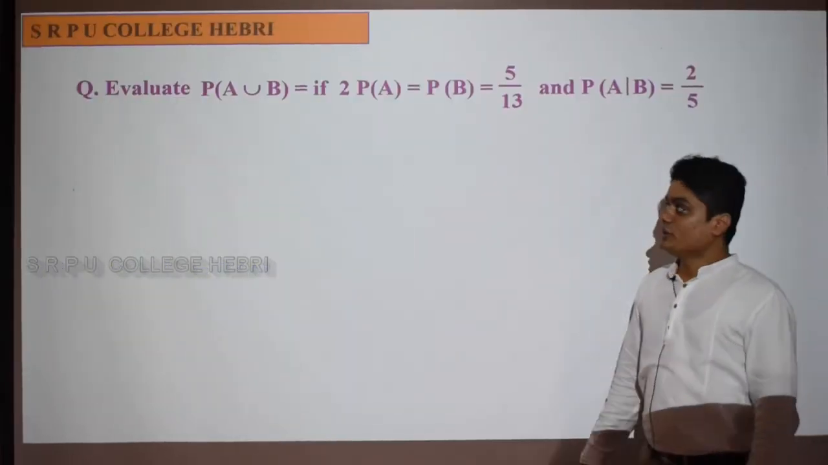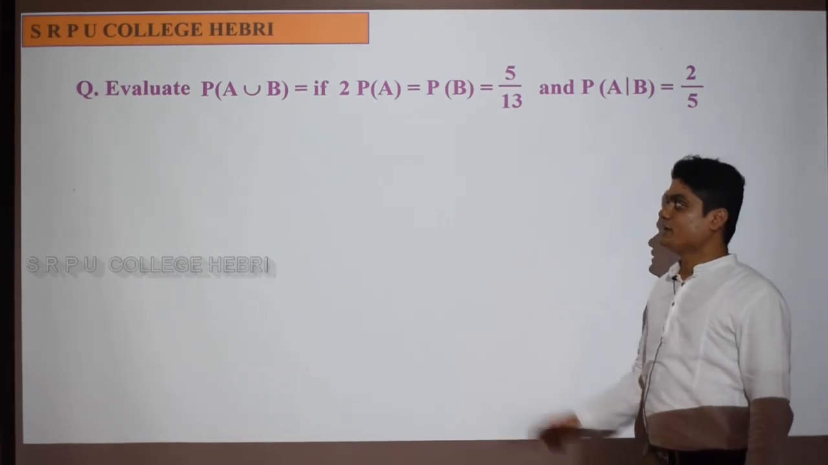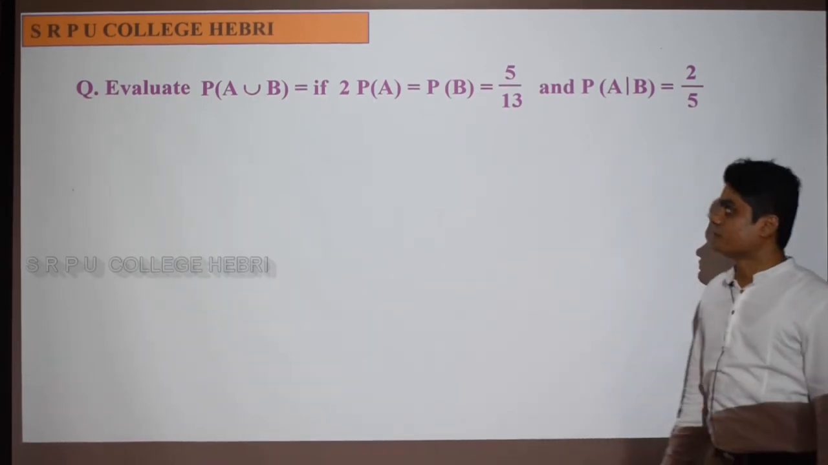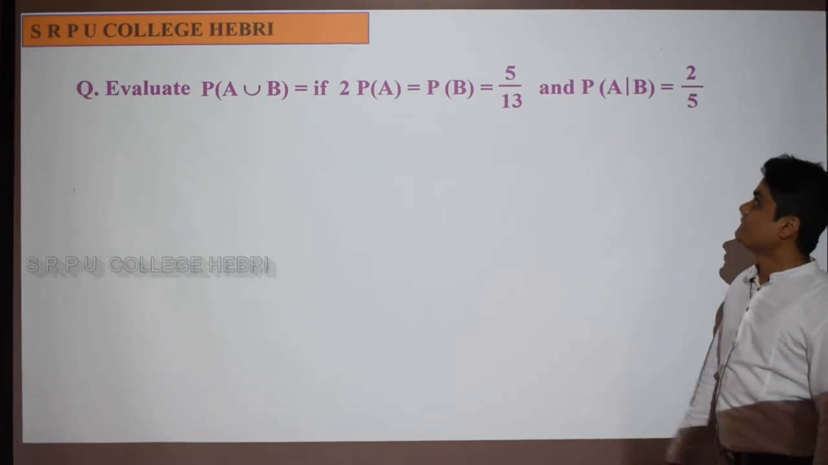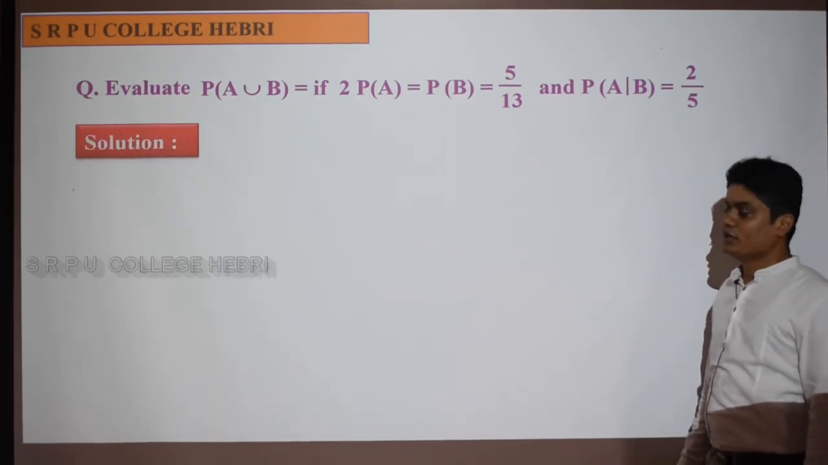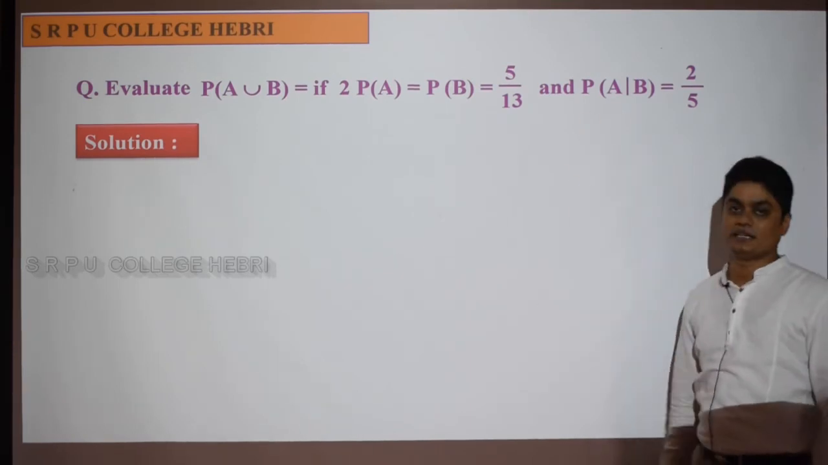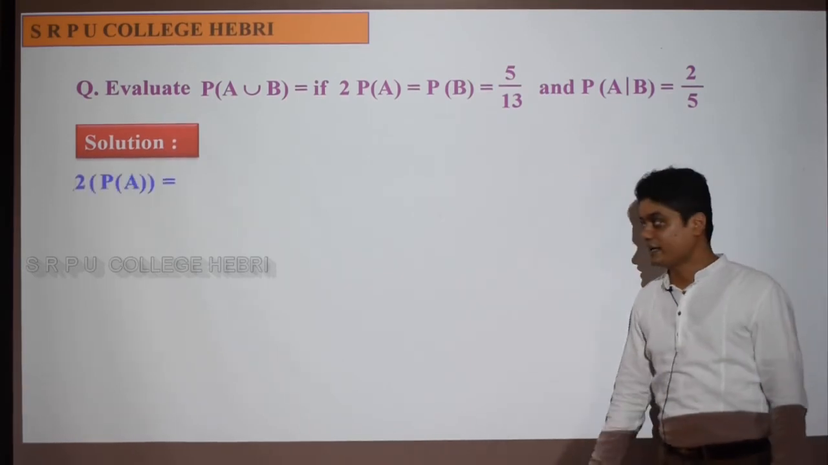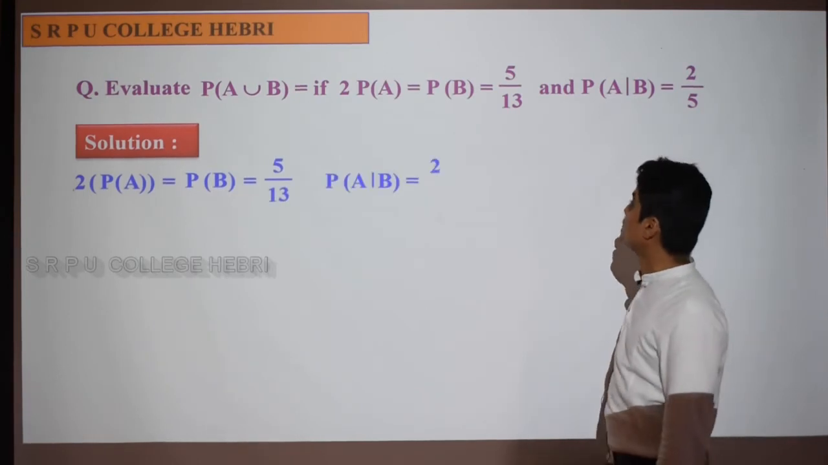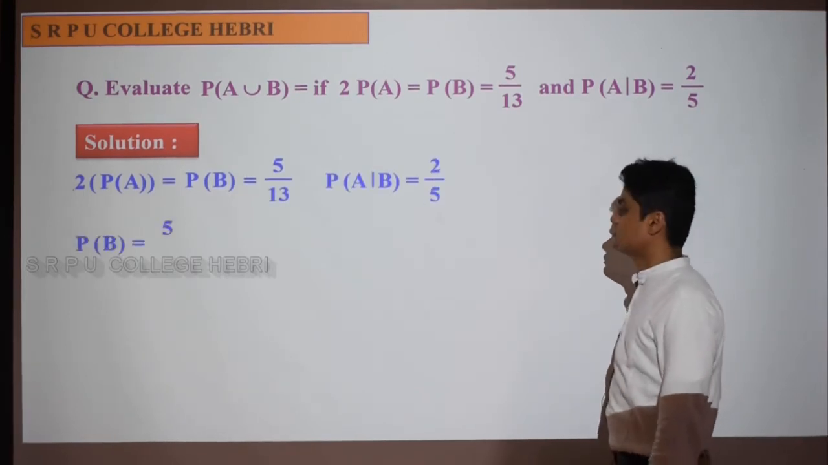Okay, next question. Evaluate P of A union B if 2 times P of A is equal to P of B is equal to 5 by 13 and P of A bar B is equal to 2 by 5. Here you have to find out the probability of A union B, and these are the given data. So write down the given data again: 2 times P of A equal to P of B equal to 5 by 13, and P of A bar B is equal to 2 by 5.